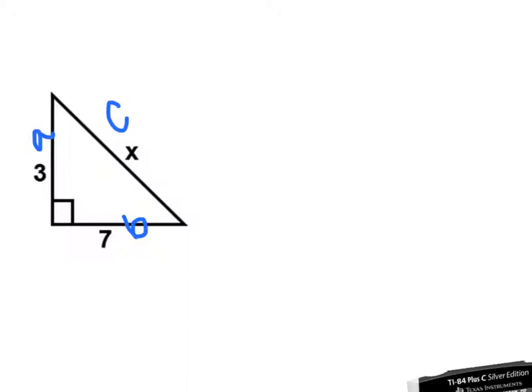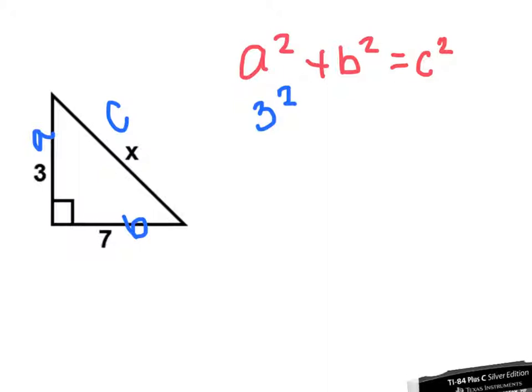To start off, I write A squared plus B squared equals C squared. My A value is 3, so I plug that in: 3 squared plus my B value, which is 7, that's 7 squared, equals X squared. We don't know the value for C, so we fill it in with X, and that's what we're given as well.